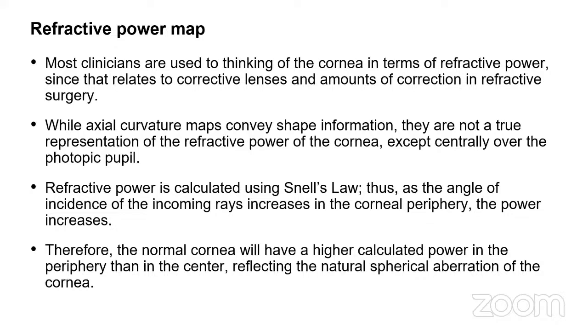Refractive power is calculated using Snell's law. Thus, as the angle of incidence of incoming rays increases in the corneal periphery, the power also increases. Therefore, the normal cornea will have a higher calculated power in the periphery than in the center, reflecting the natural spherical aberration of the cornea.